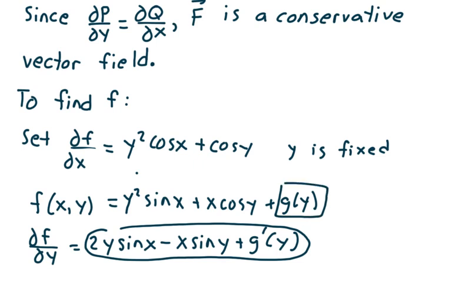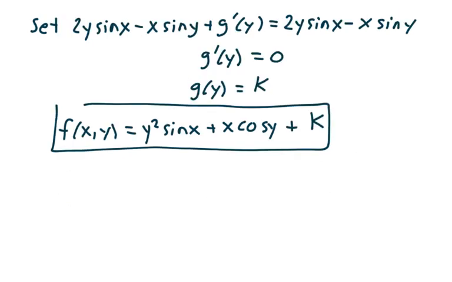just like in the previous example. So we're going to set 2y sine of x minus x sine of y plus g prime of y equal to essentially the second component of the vector field. So in other words, this is equal to 2y sine of x minus x sine of y. So these terms cancel, and so do these terms. And we can say g prime of y equals 0, so g of y equals k.